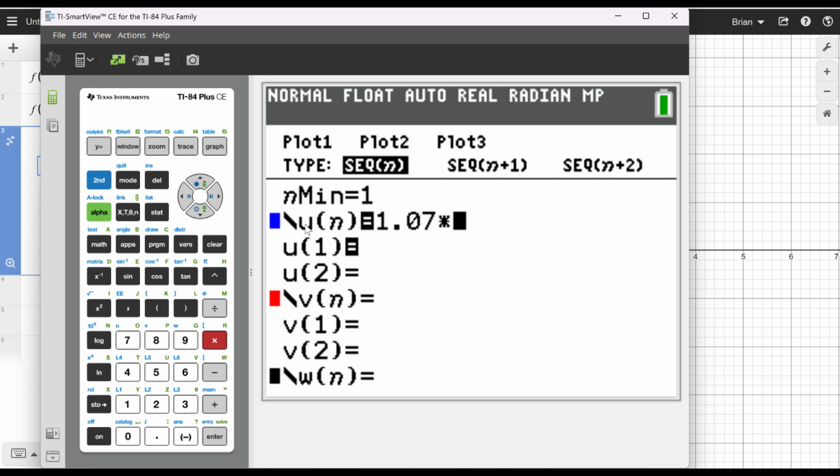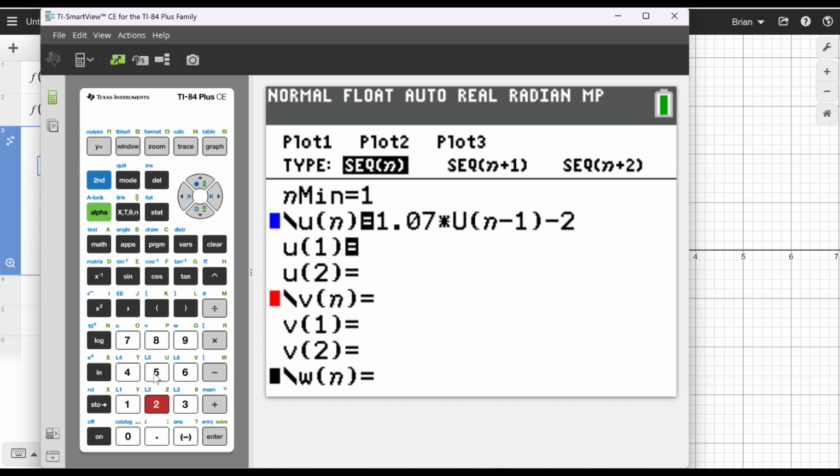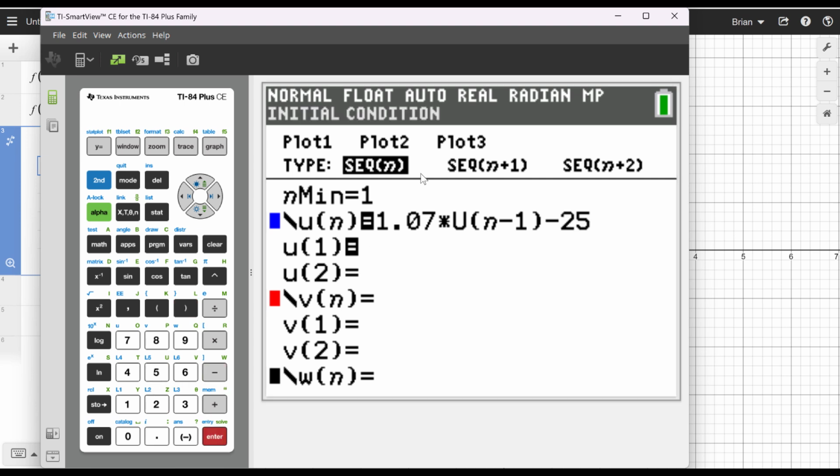So if you look above, where is u at? Above number 5, I'm going to do alpha 5, and it's going to give me u. And then I'll put parentheses. I'll hit the variable button and say n minus 1. Close my parenthesis, and then subtract 25. Again, it's wanting to know what that case is for when n is equal to 1.